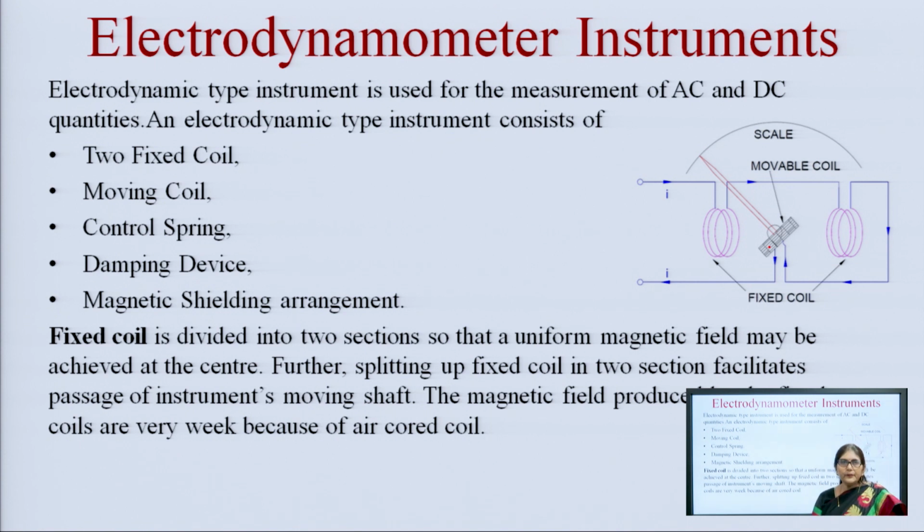The fixed coil is divided into two sections so that it can generate a uniform magnetic field. Further, splitting the fixed coil into two sections facilitates passage of the moving part in between them. The magnetic field produced by the fixed coil is very weak because it is an air-cored coil. Since the field is very weak, we need a magnetic shielding arrangement for the electrodynamometer type of instrument.